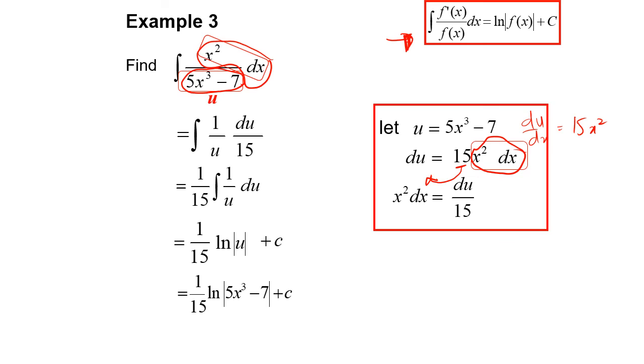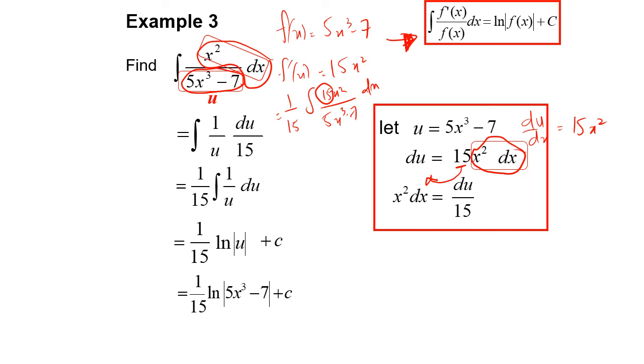You can check by using the special formula. So let's say we have a fraction, right? So f(x) is equal to 5x cubed minus 7. Suppose f prime x should be equal to 15x squared. It's supposed to be 15x squared over 5x cubed minus 7 with respect to x. But we don't have 15 here, so we have to multiply by 1 over 15. So that's why we have 1 over 15 of natural log of 5x cubed minus 7. So the answer will be the same.